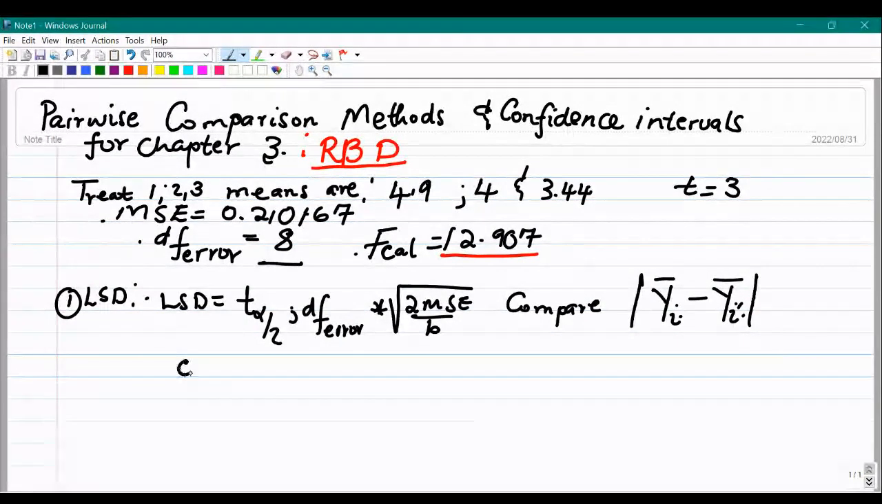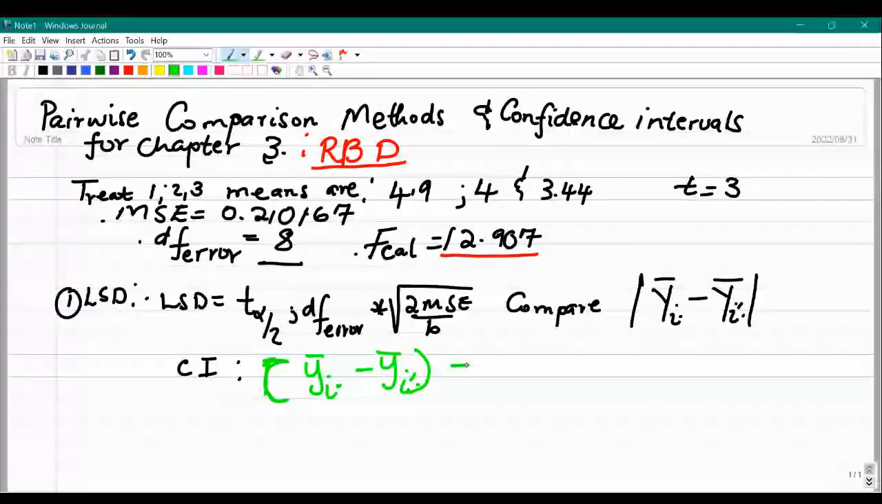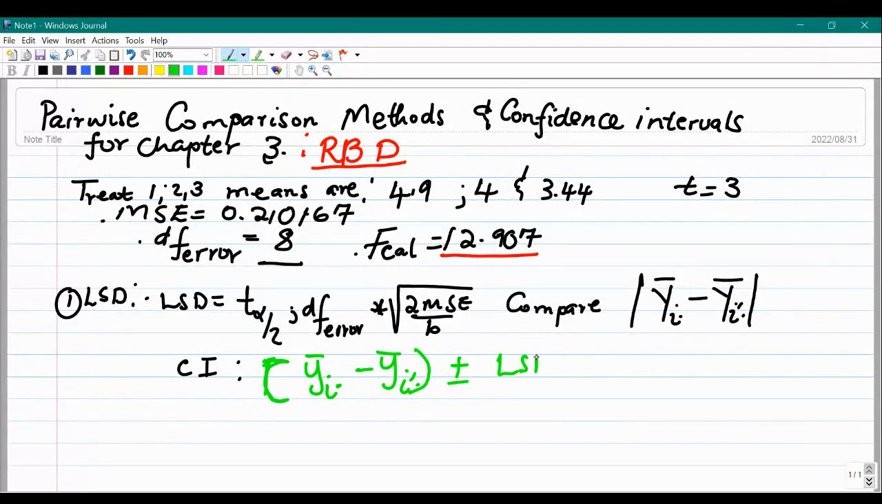So the confidence interval for this, you see this part here where we have the absolute values, the confidence interval for this method will be given by y i dot bar minus y i prime dot bar, in brackets, plus or minus LSD.